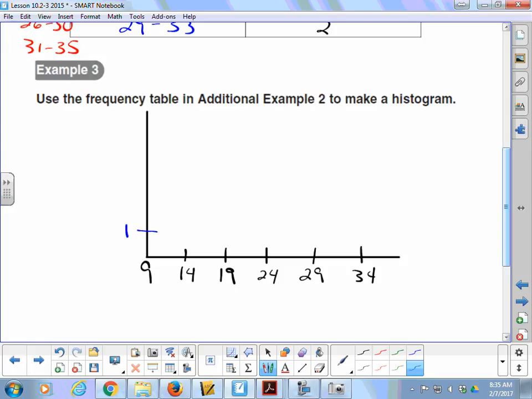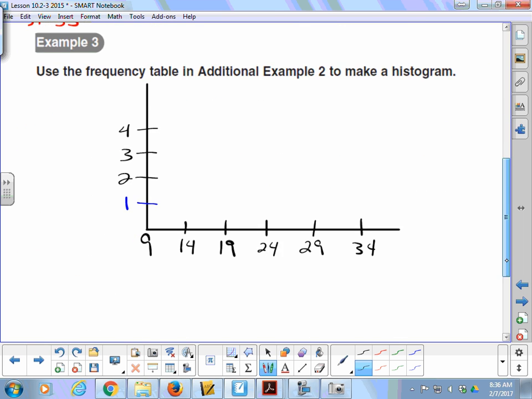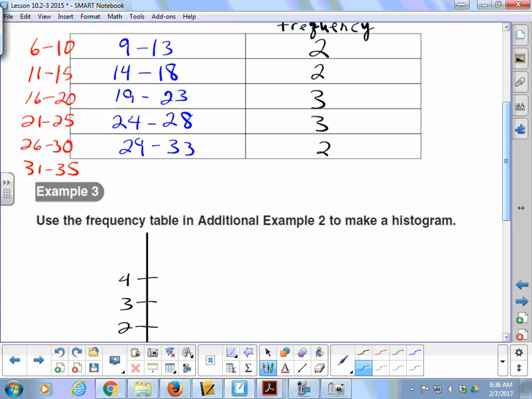quantity. So we got 1, 2, 3, 4. So whatever you need to on your y-axis is the frequency then. Okay. Along the x-axis is our intervals. Along the y-axis is the frequency. So the x-axis here for this histogram is really going to be students enrolled in Western civilization classes. And then we have the frequency. Okay. So we've got 2, 2, 3, 3, and 2.